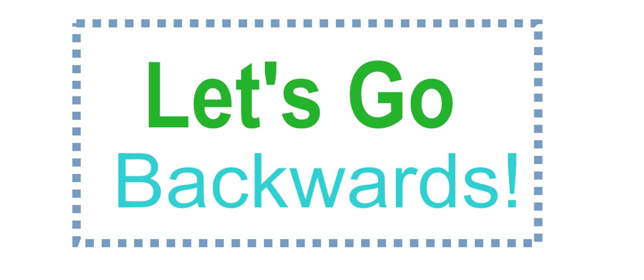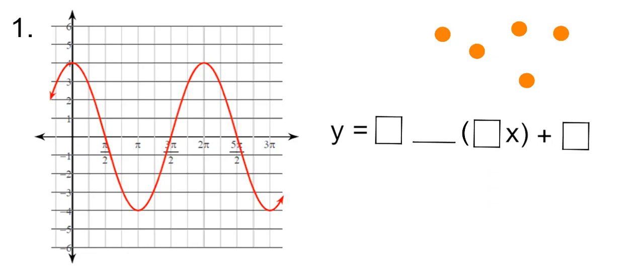Okay, here we go. We're going to go backwards. So instead of seeing an equation and graphing it, we're going to see a graph and we're going to write the equation. We're going to do this to get ready for the Delta Math practice of this. And this is also where you'll be taking your test on going backwards through Delta Math.